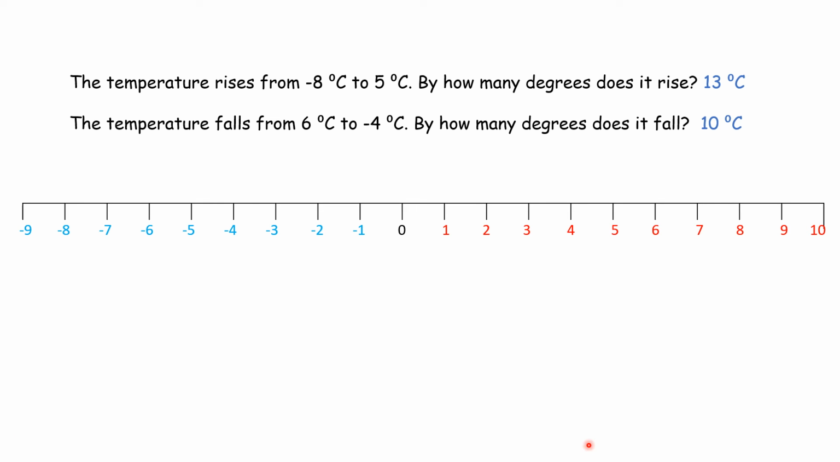The second problem, the temperature is falling from 6 degrees down to -4 degrees. By how many degrees does it fall? And the answer is 10. So it starts here and it's falling. 1, 2, 3, 4, 5, 6, 7, 8, 9, 10. So it's 10 degrees colder. Well done for working those out.